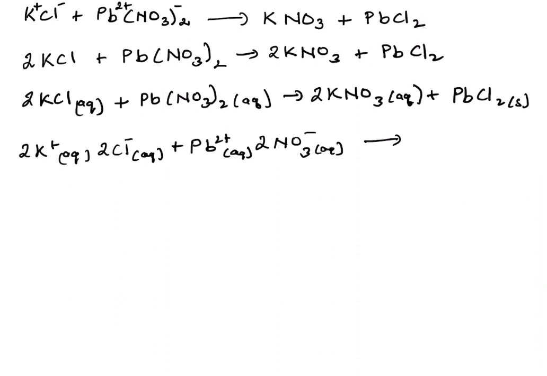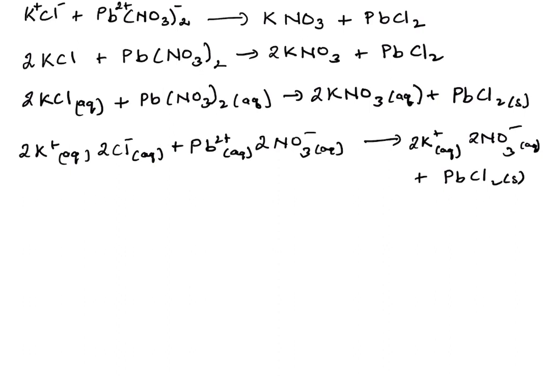and then the product side: 2K+ aq, and then 2NO3- aq, and then we can write down PbCl2, and that's the solid. So now we have finished writing the total ionic equation.